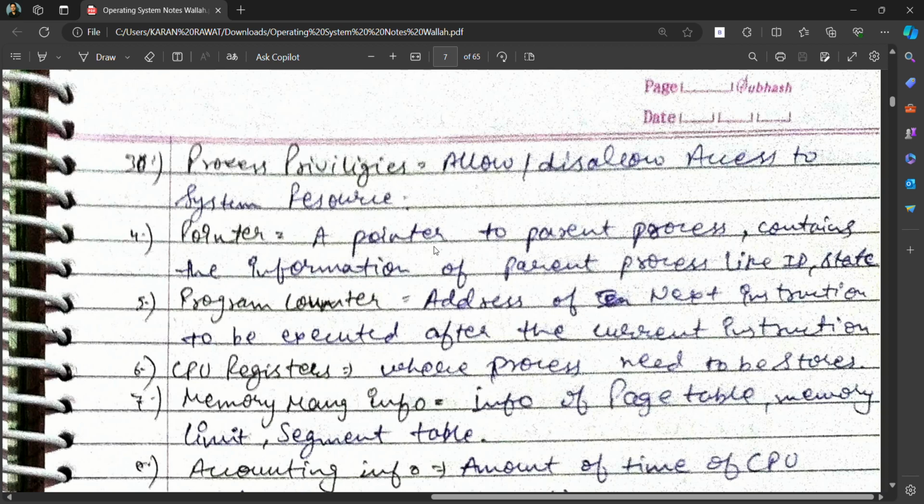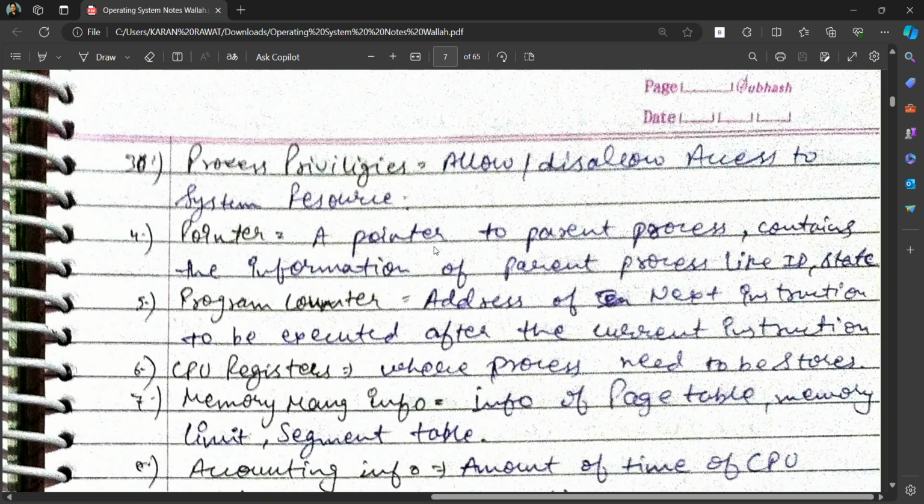Next is program counter. Program counter basically stores the address of the next instruction to be executed after the current instruction. See, in PCB we have all these things: state, ID, pointer, privileges, and program counter. So program counter stores the address of the next instruction that needs to be executed after the current instruction gets executed.